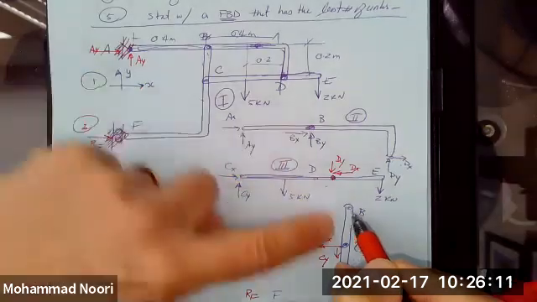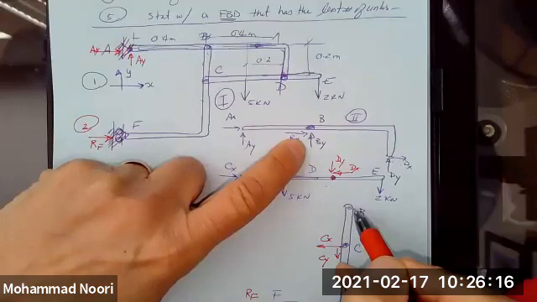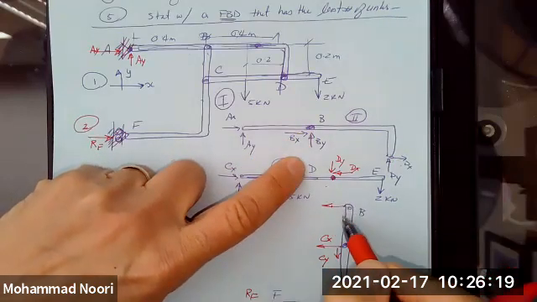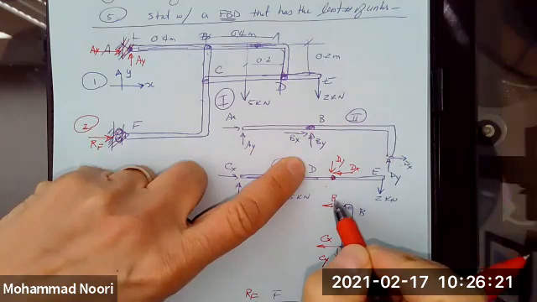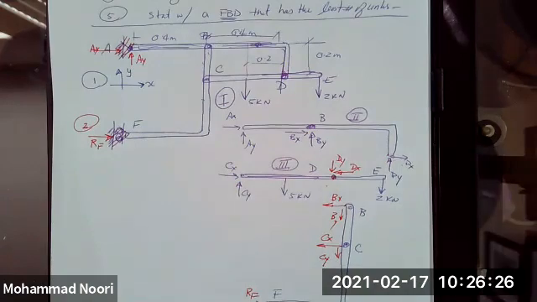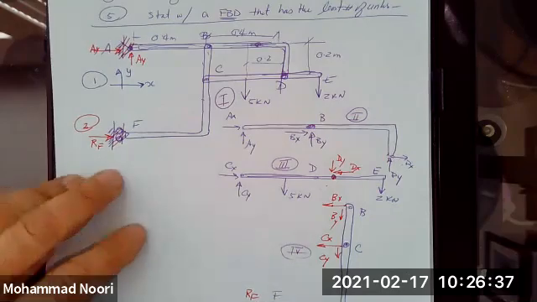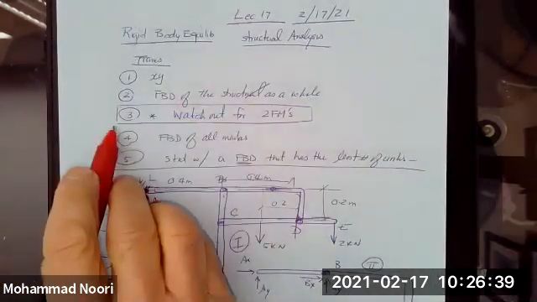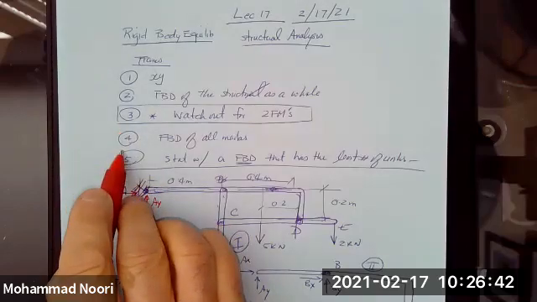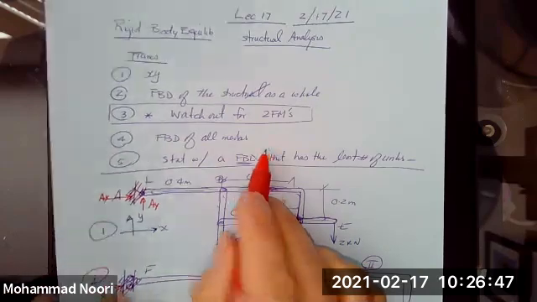You assume this is the point of connection of these two members. If you make the assumption that they're acting in that direction on that member, here they should be the opposite, BX and BY. Okay? So this is free body diagram number 4. And you're done with steps number 3 and 4. There was no two force member. You drew all the free body diagrams, right?